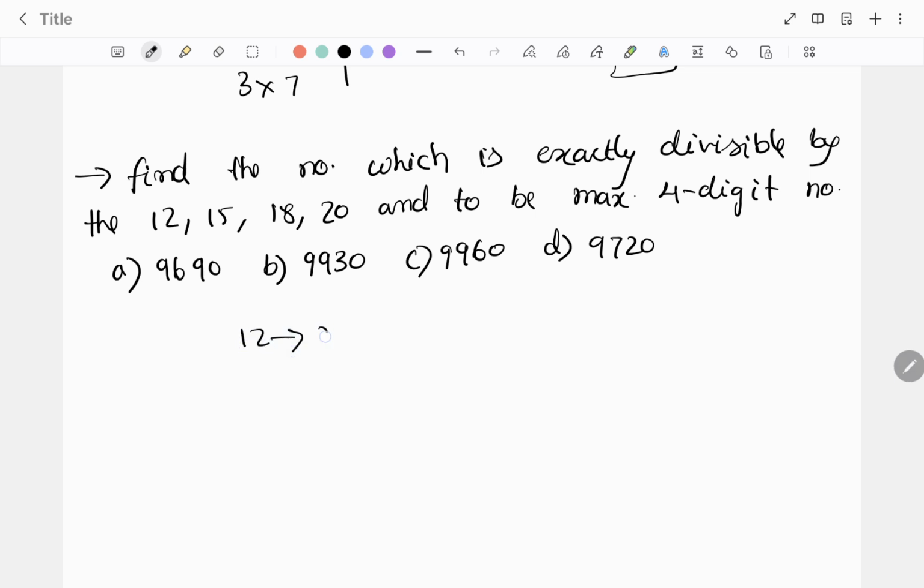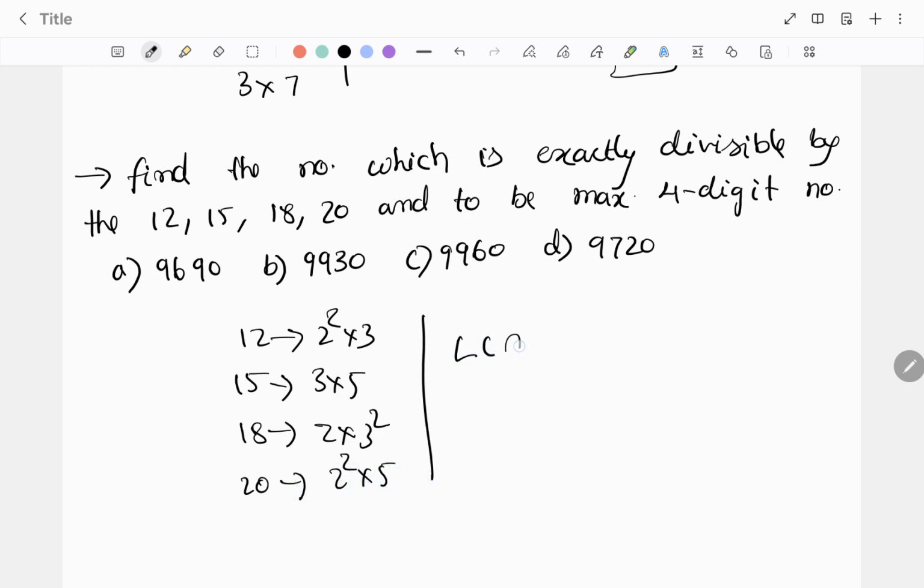So 12 can be written as 2 square into 3. 15 can be written as 3 into 5. 18 is 2 into 3 square. And 20 is 2 square into 5. So the LCM is equal to 4 into 9 into 5. So our LCM is 180.